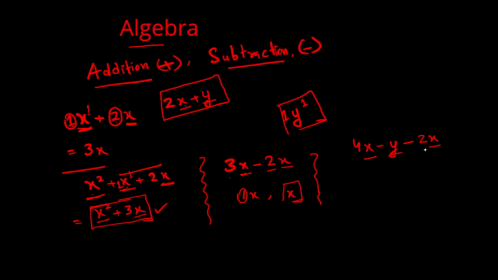So this is a negative minus 2x and this is positive 4x. So we will simply subtract 2x from 4x. So what will be the result? Minus 2x deducted from 4x will be equal to 2x. There is not any other y, so we will keep this y the same. So this is the final result of this sum. So this is how we do basic addition and subtraction in algebra.